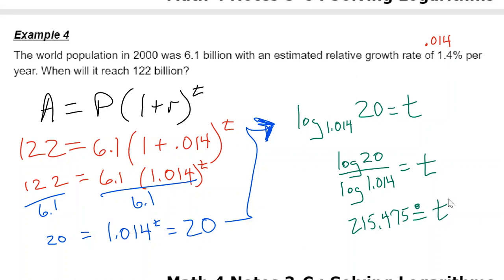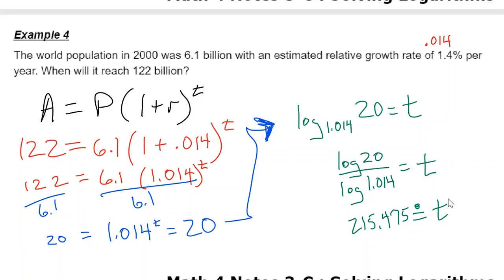Now, let's talk about this a minute. This is another one of those real-world situations when they ask, when will it reach 122 billion? Now, when they talk about the year 2000, you might as well say January 1st. You know, because if my time is 215.475, that's almost 215 and a half years. You're talking May or June of that year. And there's nothing in the problem that really allows you to make that kind of a distinction.